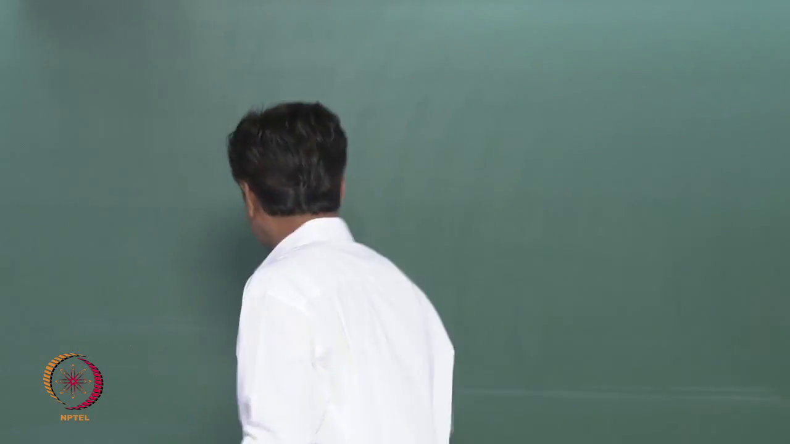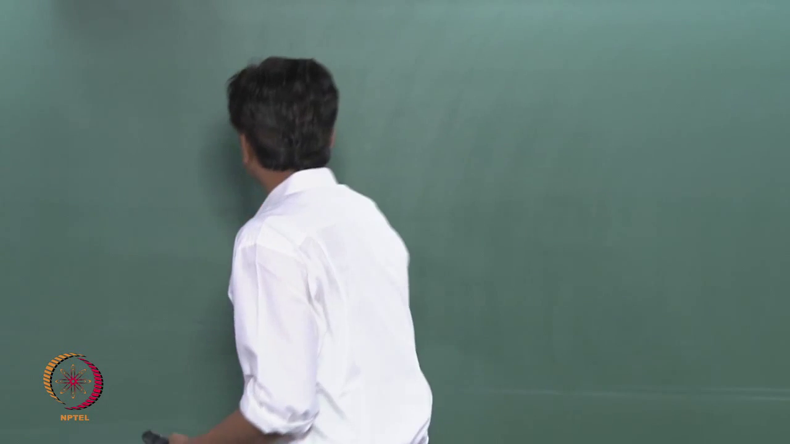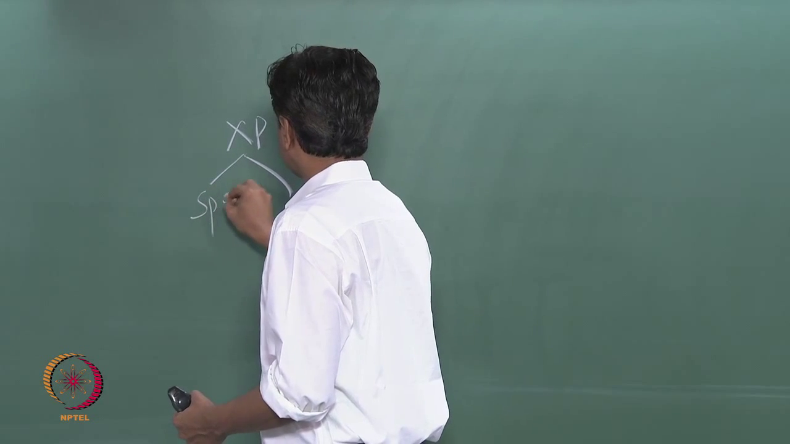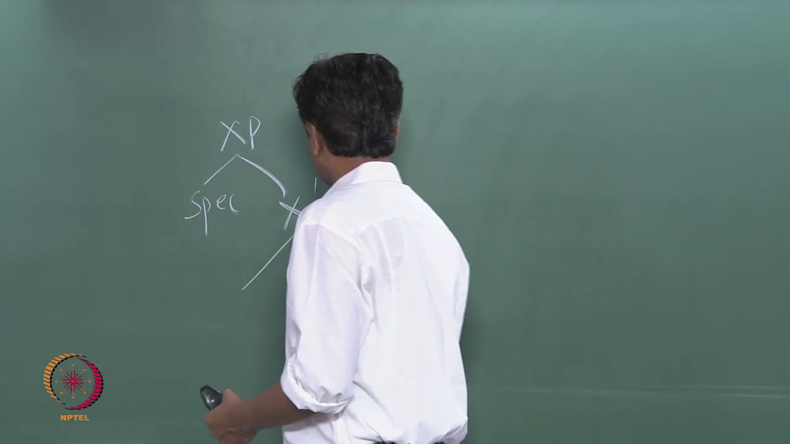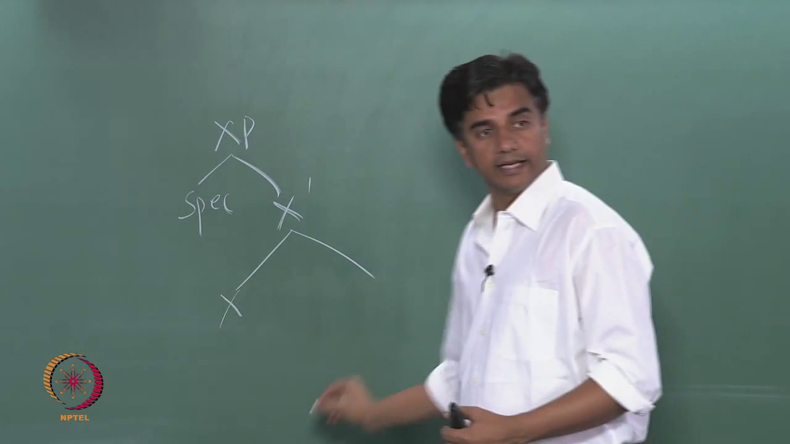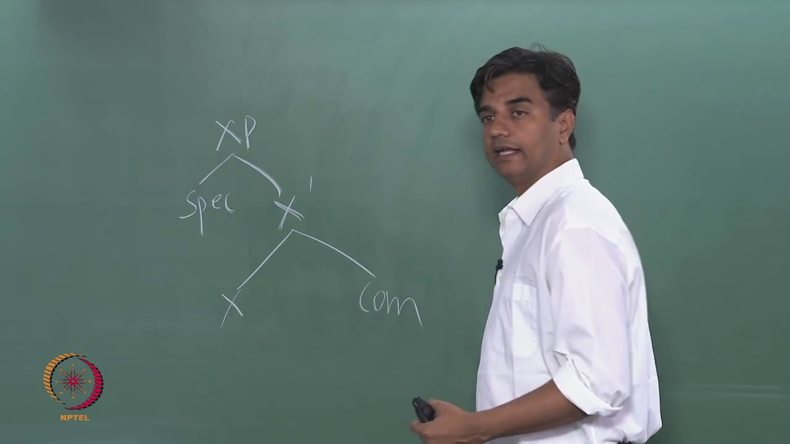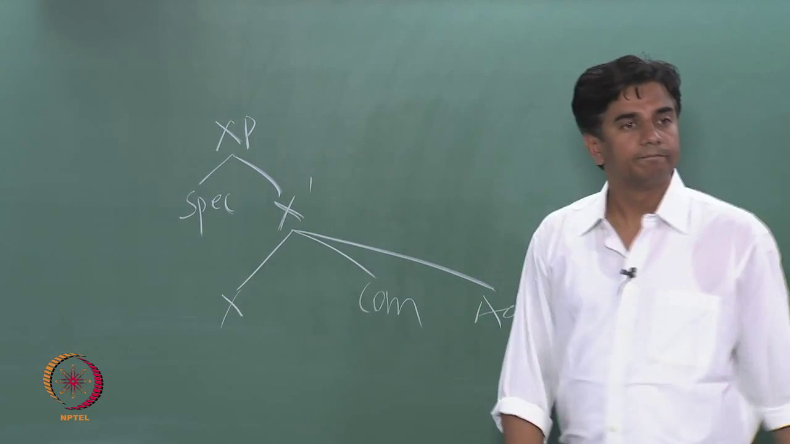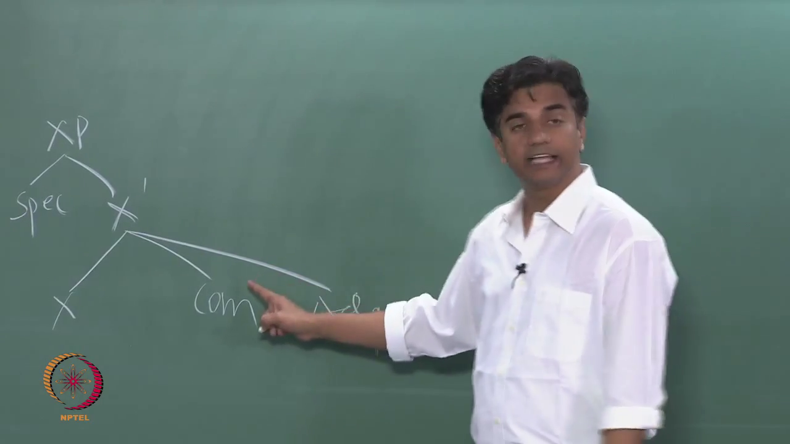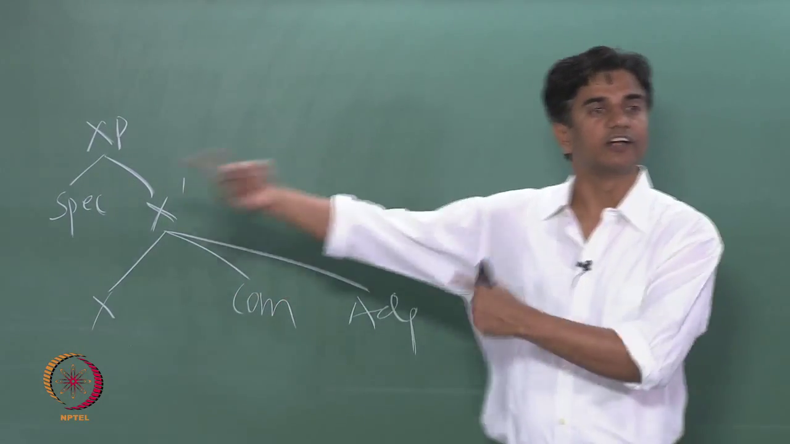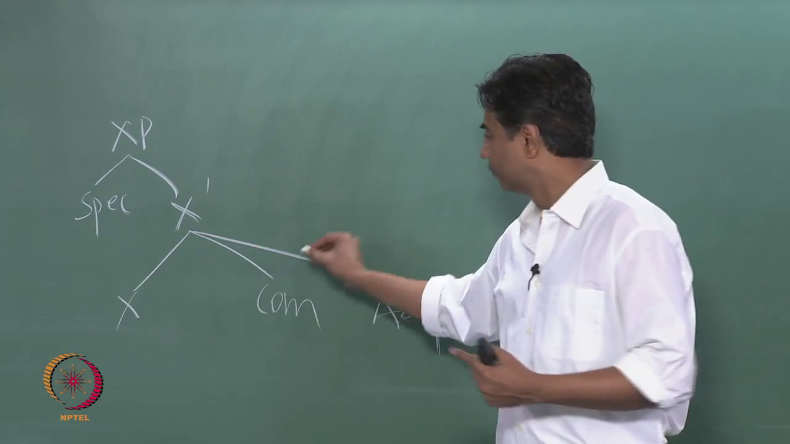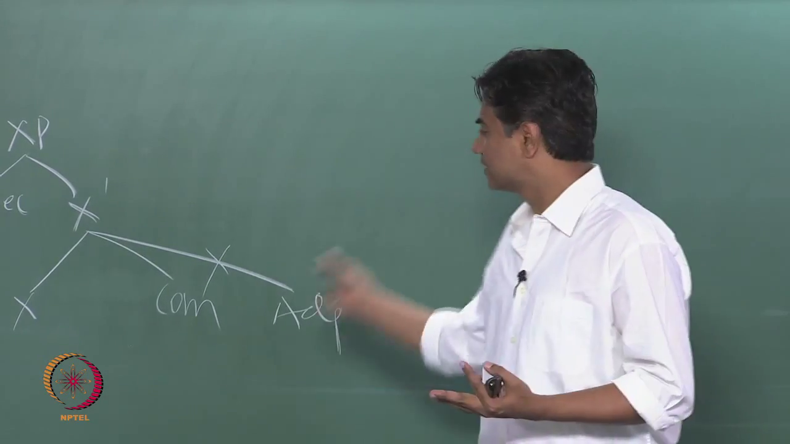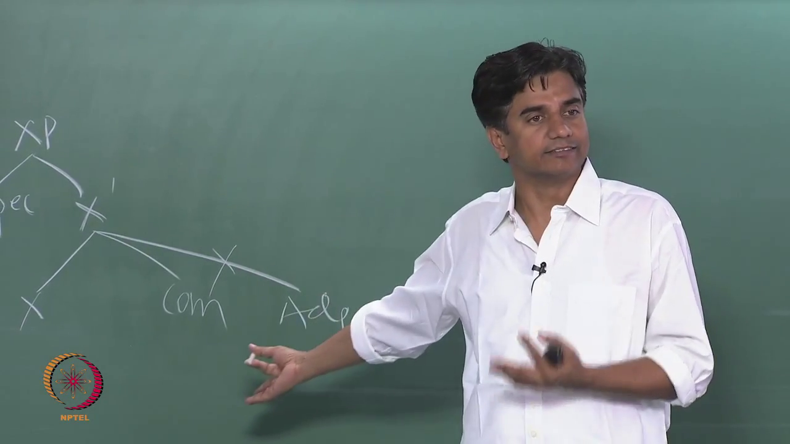We are not saying that we have an XP here and we have a specifier and we have X bar and here is our head, right? Here is our complement and now we have an adjunct, so let's put here. That's not what we are saying, because this is again a violation of what we started with. Right? Out, not because it doesn't look good or anything, out because this doesn't tell us anything.